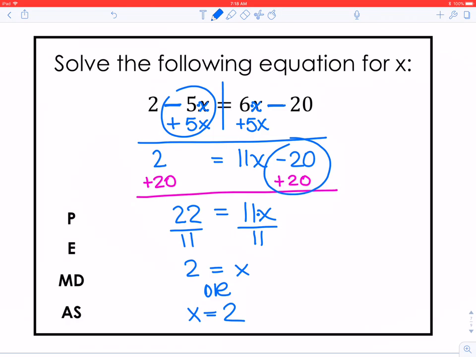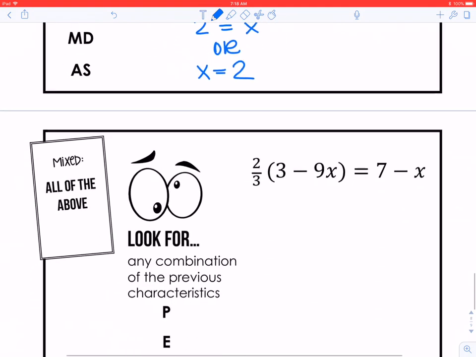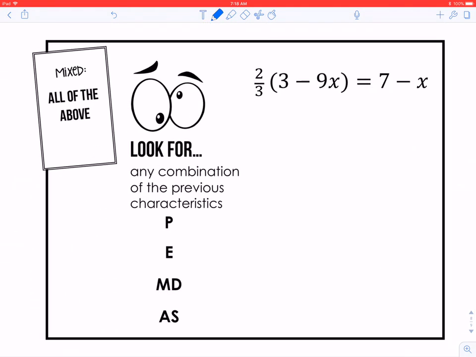Okay, last one. Let's look at our fourth option, which is our mixed level. So that includes all of the above. You have rational coefficients and distributive property and variables on both sides. So that's a hot mess, but we can do it. We're just going to have to do some cleanup before we start solving.